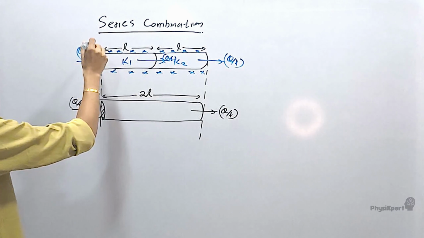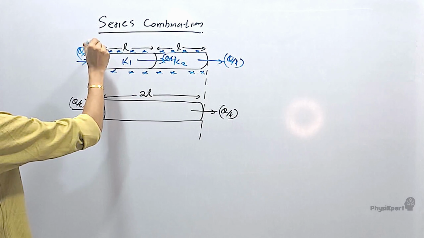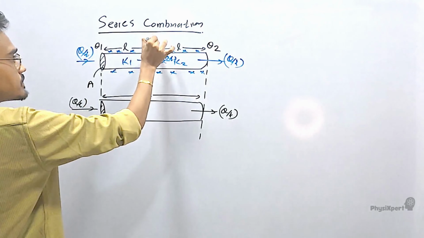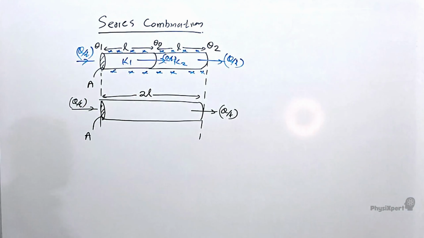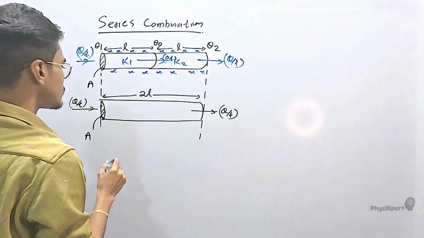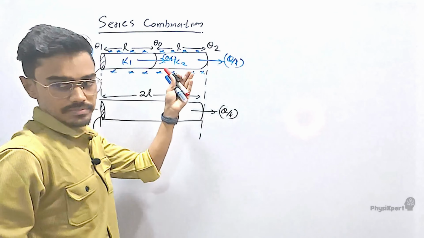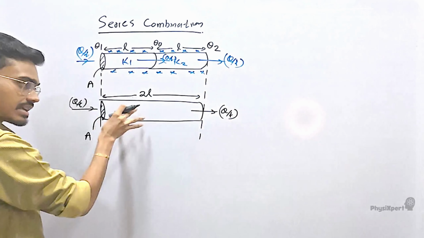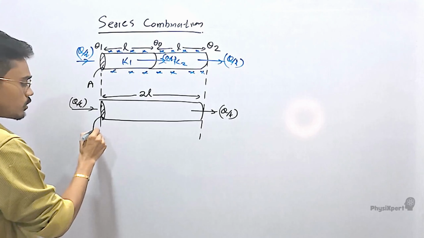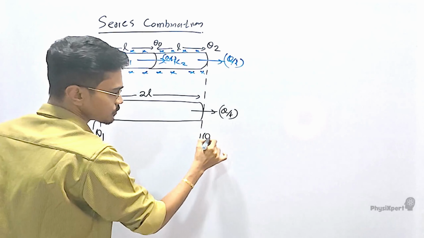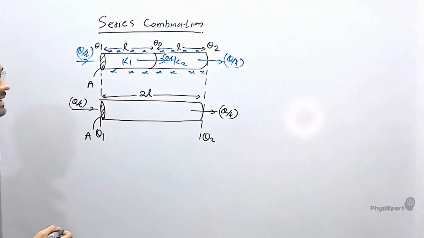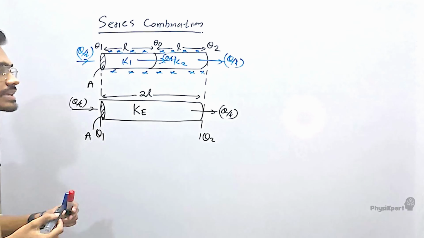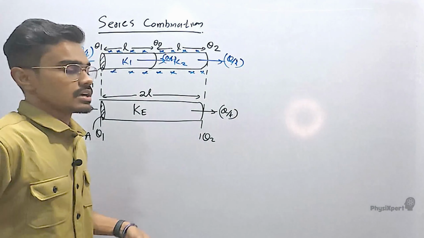Now, let's say these temperatures are theta 1, theta 2, and an intermediate temperature theta naught. Now here, the system is connected between theta 1 and theta 2. Then this single equivalent rod should also be between theta 1 and theta 2, with the same temperature difference. Let's consider this K as Ke.